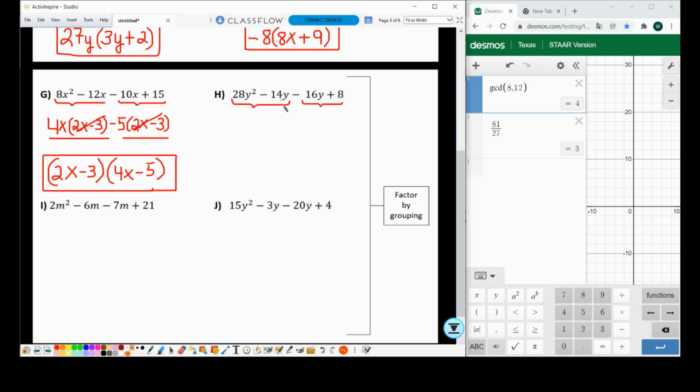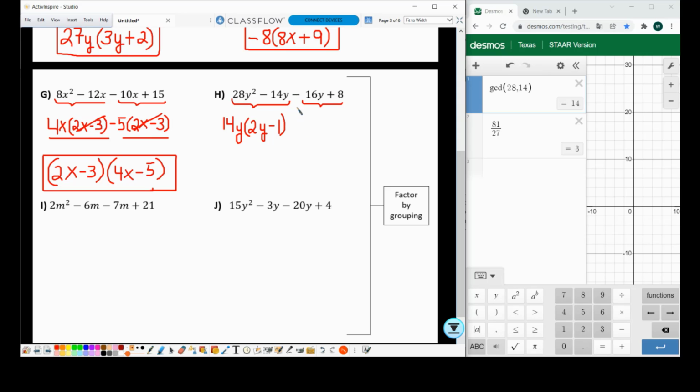It goes into 28 and 14. If you cannot figure it out, just look at your calculator and punch in the numbers. 28, comma, 14. That tells me that the biggest number that goes into the first two terms is 14. And because both terms have y, I'm going to factor out a y. Now open parentheses. 28 divided by 14 is 2. Y squared divided by y is y. Negative 14 divided by 14 is negative 1. And y divided by y, the y cancels.